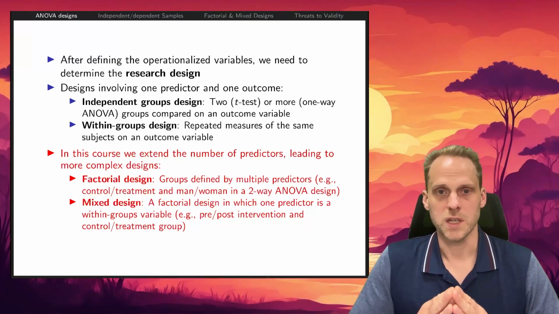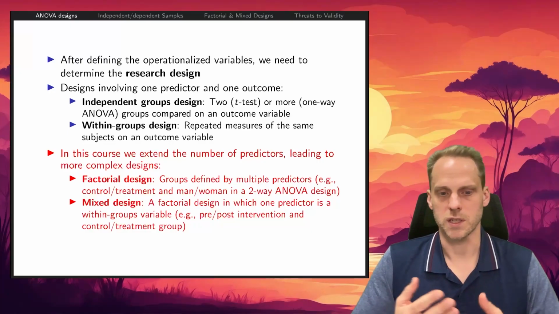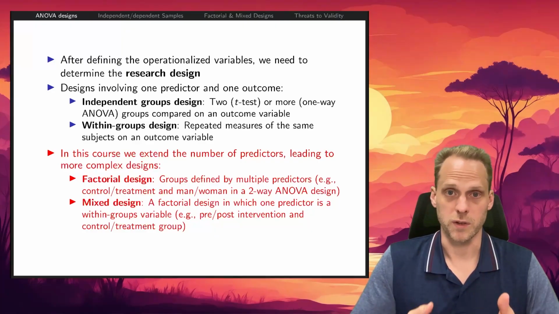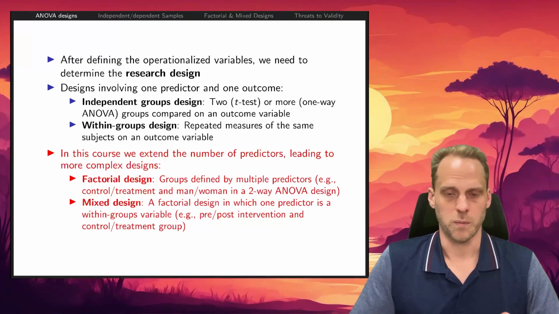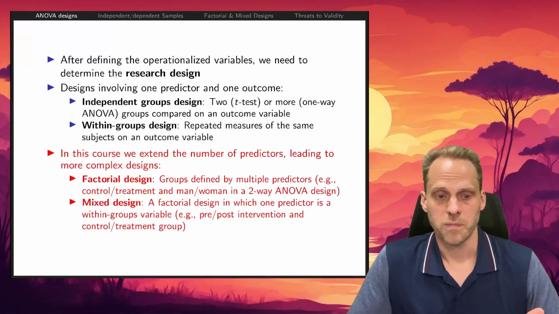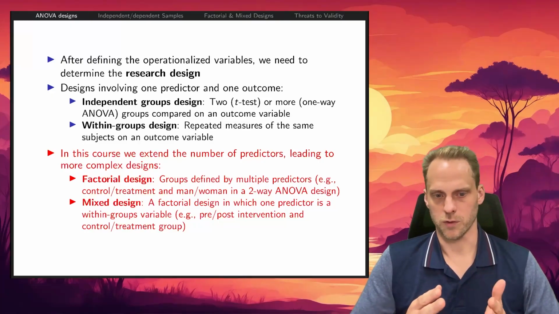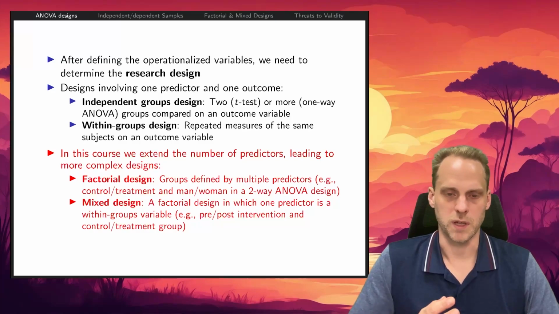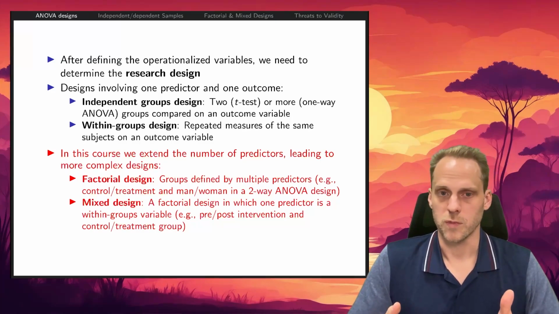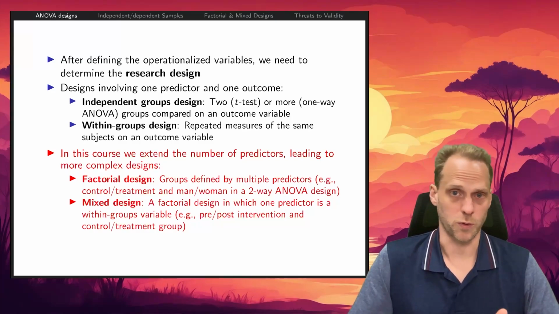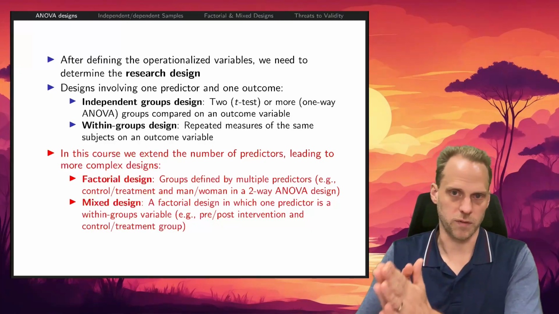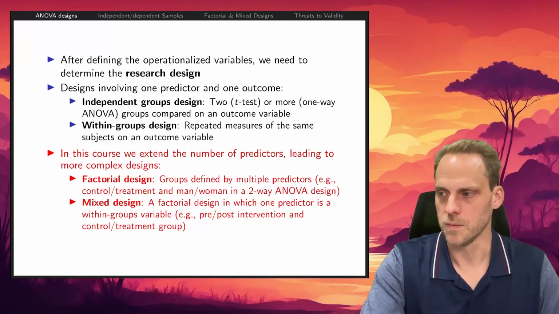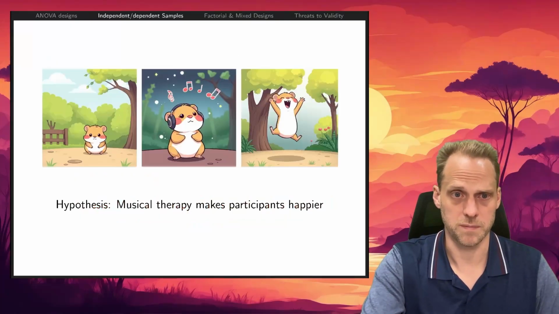Or we might have a mixed design where we have one variable that is at the within person level, one variable that is at the between person level. For example, we might have a measurement before and after the summer camp, and we also have a control and a treatment group. And so maybe the treatment group goes to the summer camp, the control group does not, and we measure them both at the same time, before and after the week, to see if they change. This is what we call a mixed design.